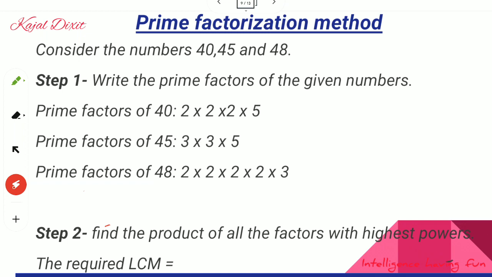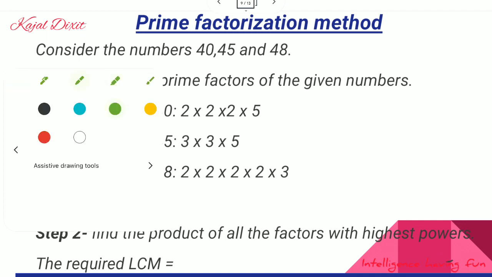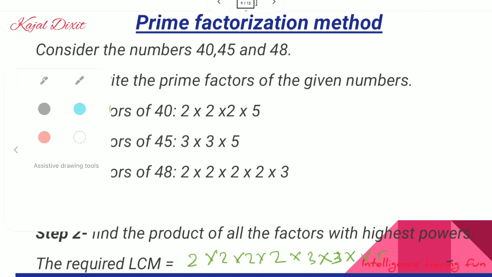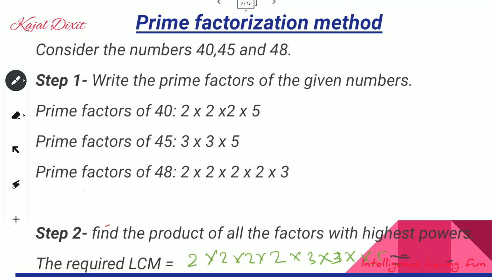So 2 is coming 4 times, so we will consider 2 four times: 2 into 2 into 2 into 2. 3 is coming maximum 2 times, so we will write 3 into 3. And 5 is coming only once, so we are just taking a single 5. After multiplication, you will get the value of this product as 720. So our LCM is 720 only. Fine. So this is how the prime factorization method is used to find the LCM.